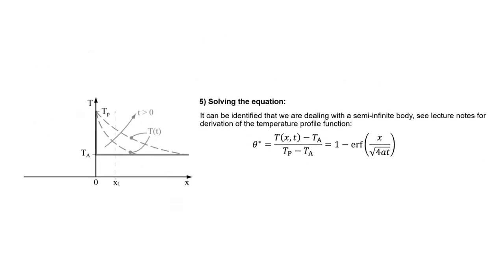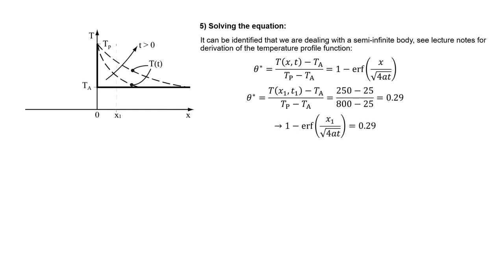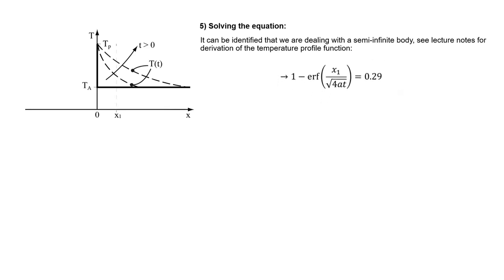The first thing we now need to do is to determine the value of the dimensionless temperature. To determine the time at which position 1 reaches 250 degrees Celsius, we should plug the temperatures of position 1, the ambient, and the grill plate in, which yields a value of 0.29. Now we know this, we can rewrite the expression at the first line, and we can free up the time. So we find that the error function of the term inside equals 0.71.